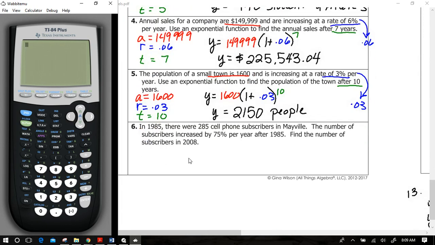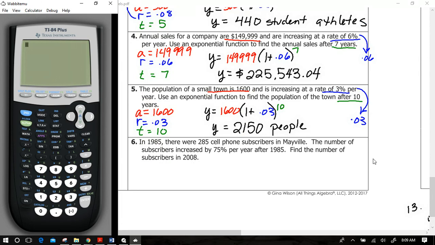Number 6 is the same idea, but it's got some information given to us in a slightly different way. In 1985, there were 285 cell phone subscribers. The number of subscribers increased by 75%. So that's 0.75 per year after 1985. Find the number of subscribers in 2008.